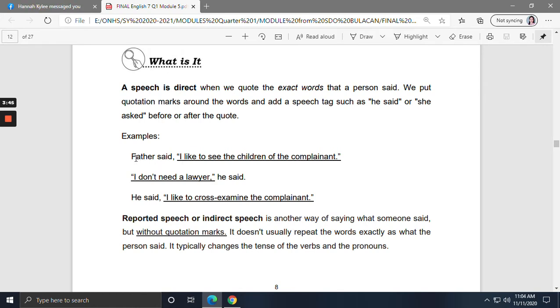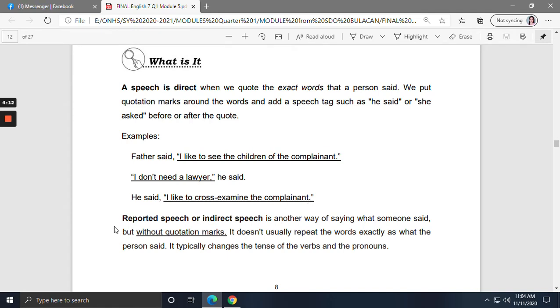So if we will explain this thoroughly, the exact words of the father are, "I like to see the children of the complainant." That is the exact word of the father. And this one is the exact word of the man: "I don't need a lawyer." And another exact word from that man: "I like to cross-examine the complainant."